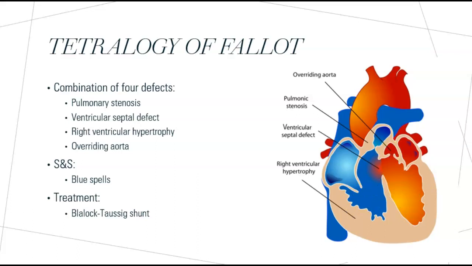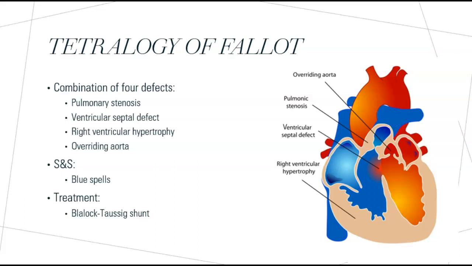Signs and symptoms: you are going to have a baby that is cyanotic at birth, and they will experience acute episodes of severe cyanosis and hypoxia, and these are known as blue spells. As the child is older, they might have a systolic ejection murmur, clubbing of the nail beds because that is long-term hypoxia, dyspnea, squatting, meaning they squat down to breathe, poor growth, mental slowness, syncope, and possibly stroke.